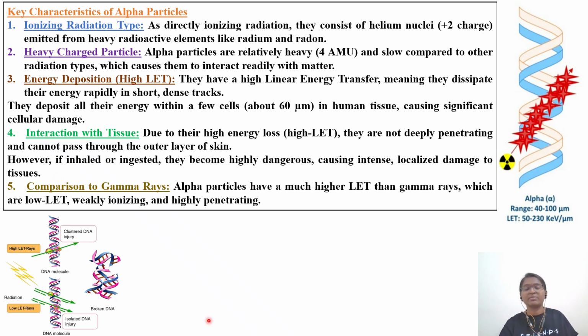So here we see a comparison between alpha particles and gamma rays. Alpha particles have a much higher LET than gamma rays, which are low LET, weakly ionizing and highly penetrating. That means gamma rays have low linear energy transfer, weak ionizing potential, and they are highly penetrating into the deeper tissues. This is the comparison that you have to remember.